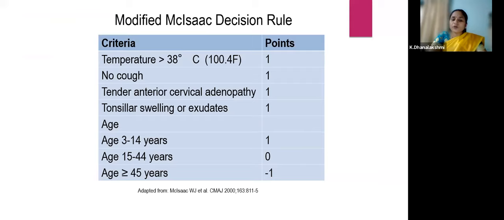And we know that group A beta hemolytic streptococcus is common in the age group of 5 to 15 years. So if the child fits into that age group, you again give a point. Here it is 1. If it is 4 or 5, then there is no doubt. It is straight away group A beta hemolytic streptococcus and we can start treatment. And with 1, we can reasonably exclude bacterial.